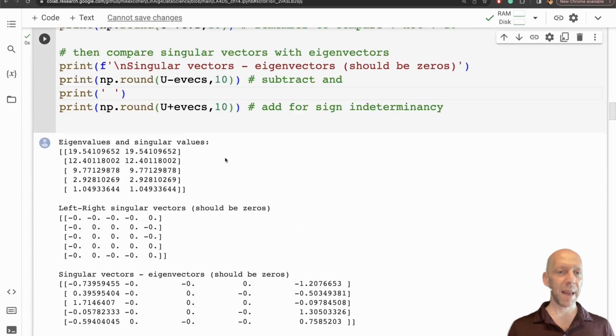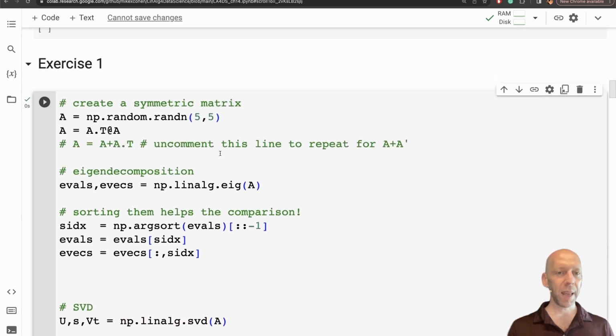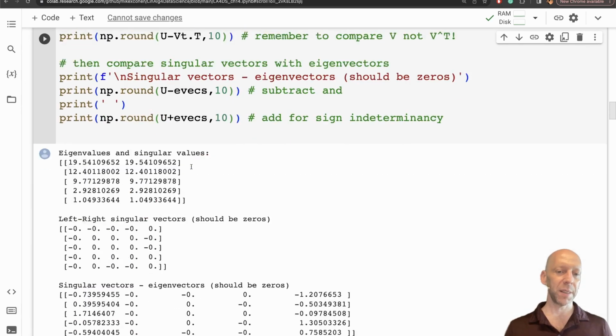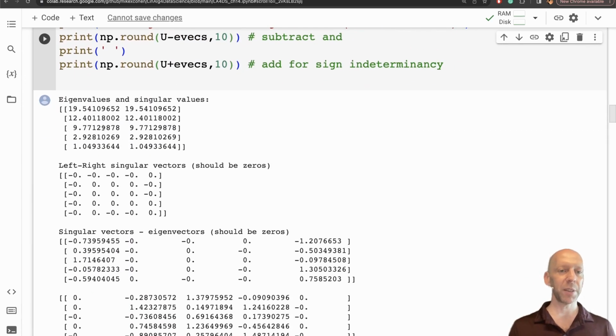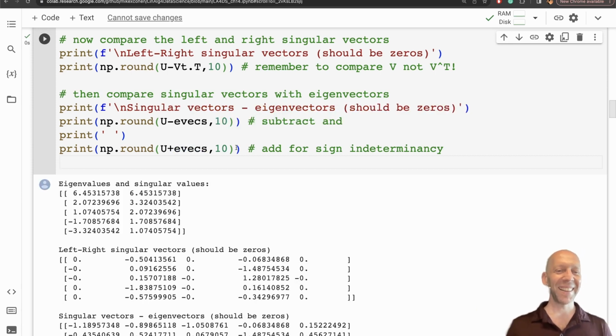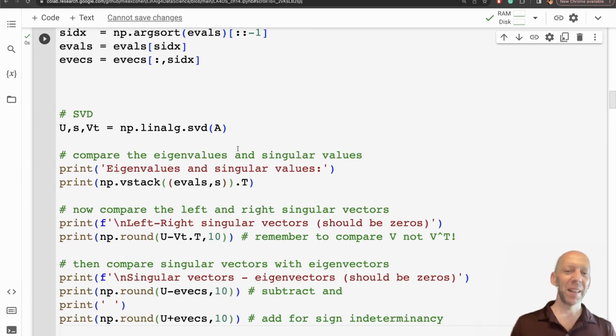Okay, so that is for A transpose A. And now what I'm going to do is comment this line and uncomment this line. And the question is whether this observation, this relationship between the eigenvectors and the singular vectors, also holds true for any symmetric matrix, regardless of how it was created. And so let's see what happens. The answer is, maybe let's think about what the answer is before we actually look at the results.